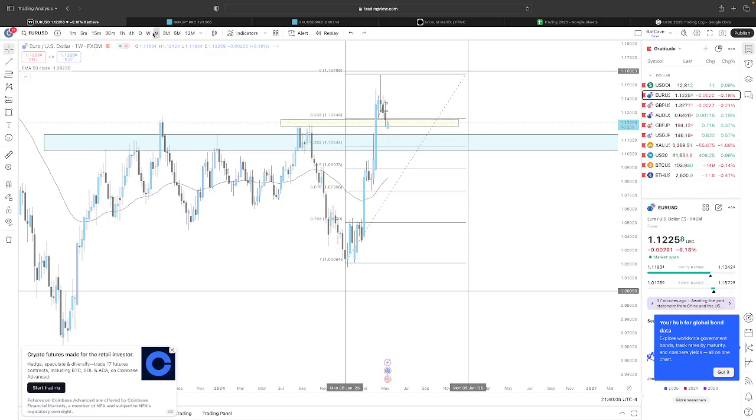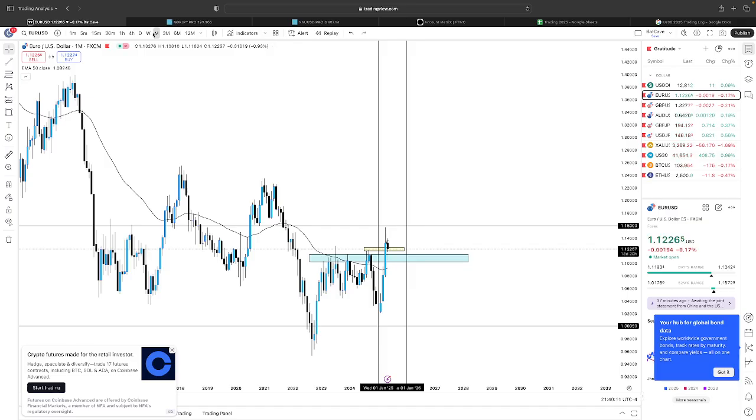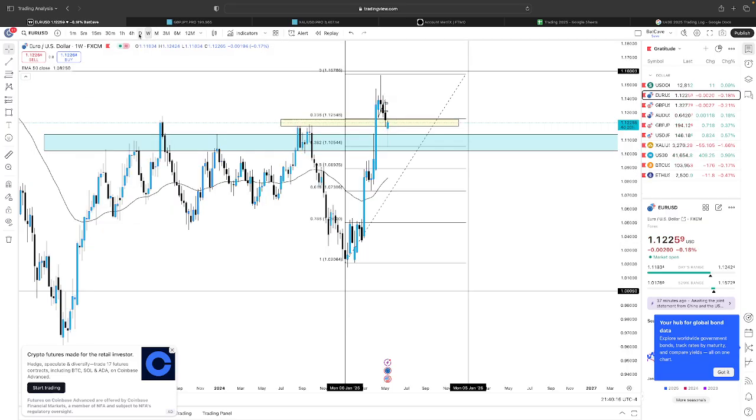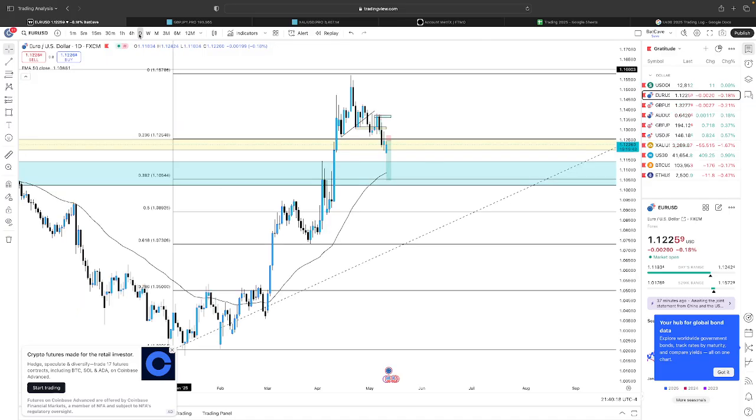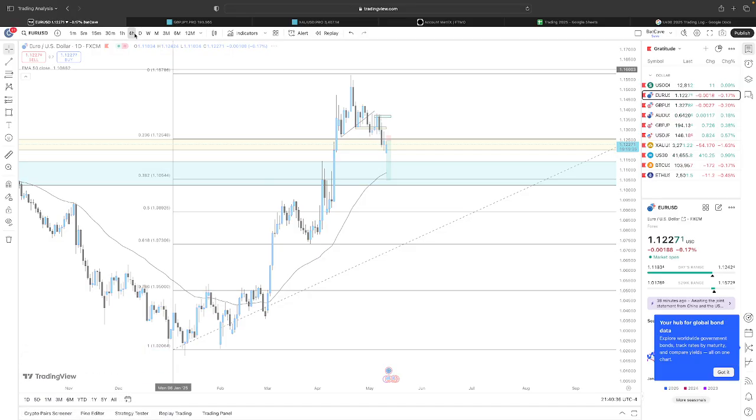As you can see, overall, it's a bullish market structure. So if you were to go on to the daily time frame, as you can see here, price action is currently at a supply and demand zone, and now looks to go to the 38.2% retracement at 1.10. So that's about 200 pips.